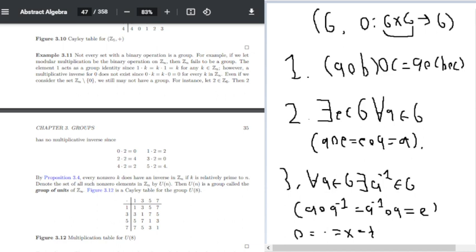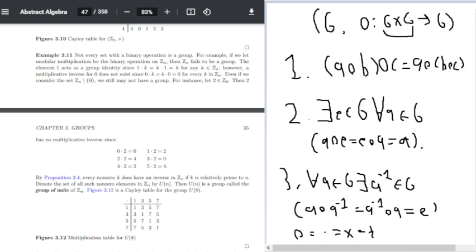Example 3.11. All right, here's a big thing. Not every set with a binary operation is a group. For example, if we let modular multiplication be the binary operation on Zn, so we're changing that plus to be a times in this case, then Zn fails to be a group. The element 1 acts as a group identity, since 1 times k equals k times 1 equals k for any k in Zn. However, a multiplicative inverse for 0 never exists, since 0 times k equals k times 0 equals 0 for every k in Zn. And since it's always going to be 0, there's never going to be an element such that it's equal to 1.